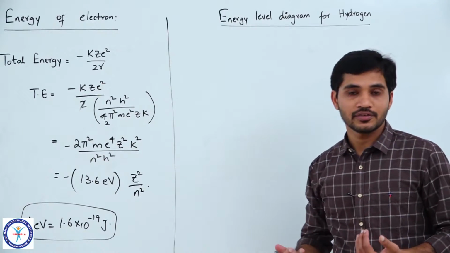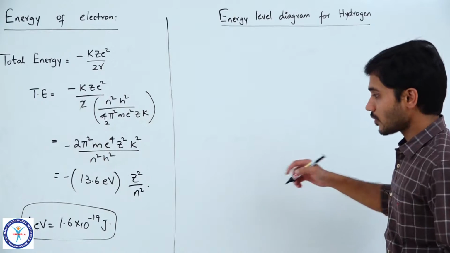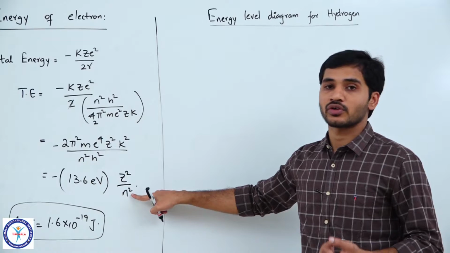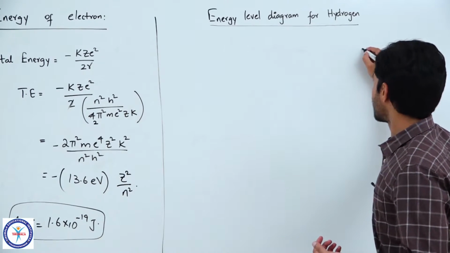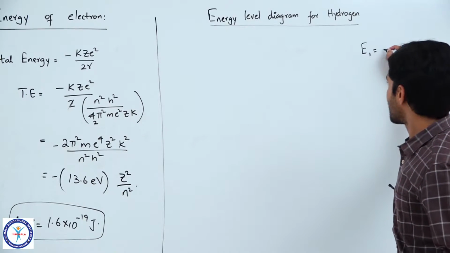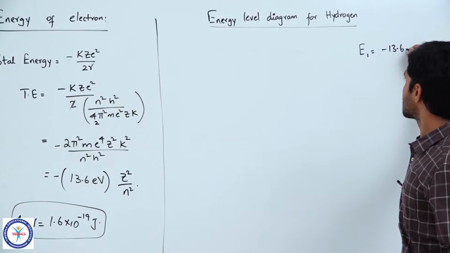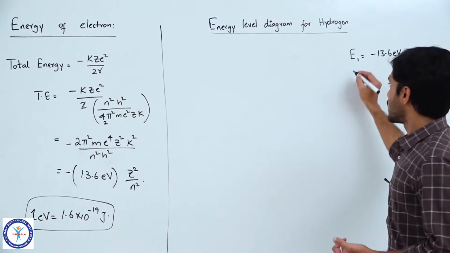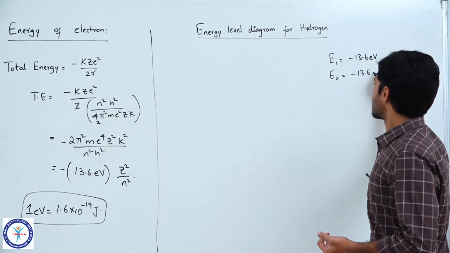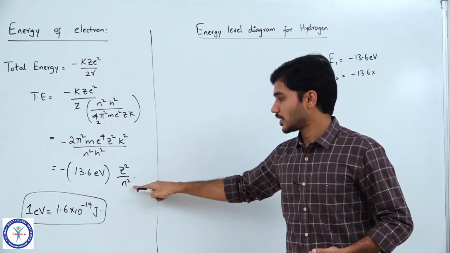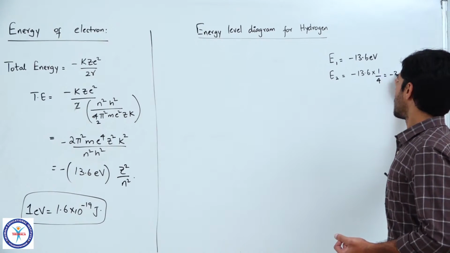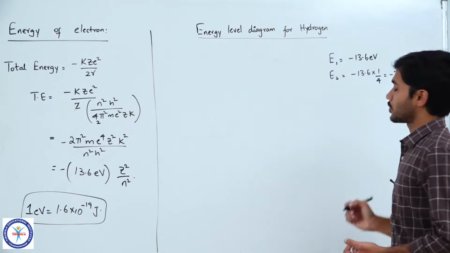Okay. First let me calculate a few values of energy. So, Z is 1 for hydrogen, and first I will find out the energy of the electron in the first orbit. So, the energy of the electron in the first orbit is nothing but, so this is 1 and this is 1. So, it comes out to be minus 13.6 electron volt. Now, similarly, the energy of the second orbit is minus 13.6 into, so this is 1 and this is 2 for the second orbit. So, 1 by 4, and this value comes around as minus 3.4 electron volt.